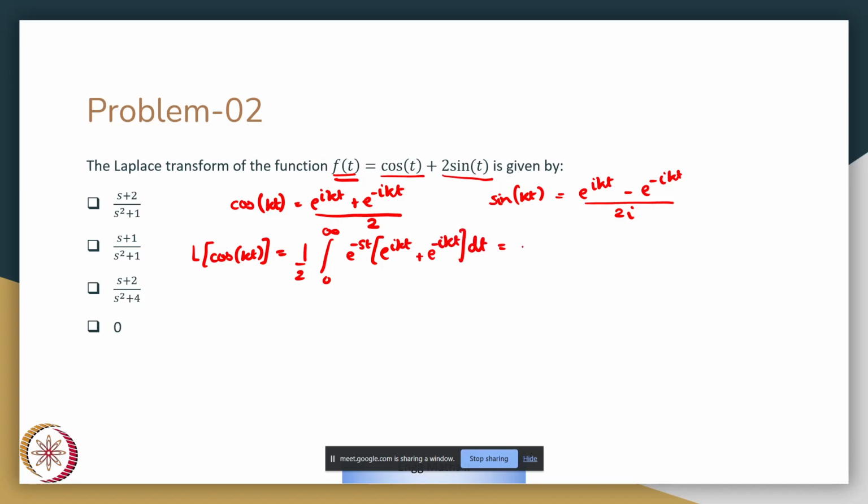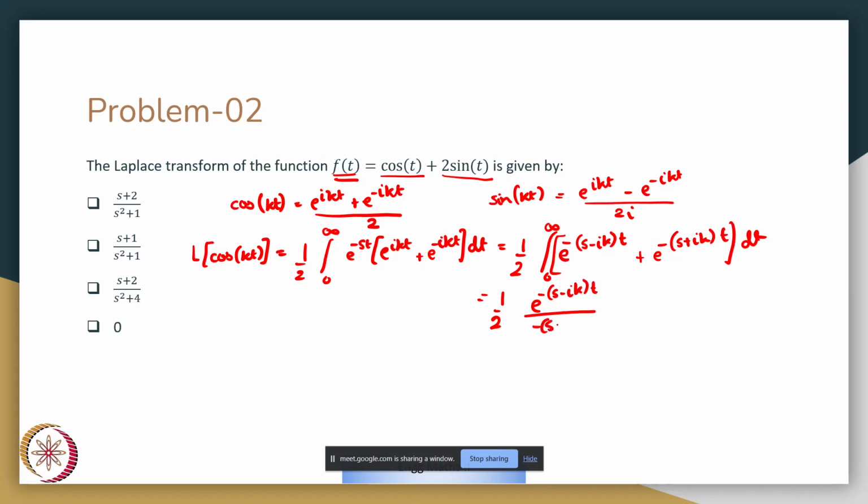dt, which is nothing but half of integral 0 to infinity e raised to minus (s minus ik) into t plus e raised to minus (s plus ik) into t, whole into dt, which if you were to simplify is e raised to minus (s minus ik) t upon minus (s minus ik) going from 0 to infinity plus e raised to minus (s plus ik) t upon minus (s plus ik) going from 0 to infinity.